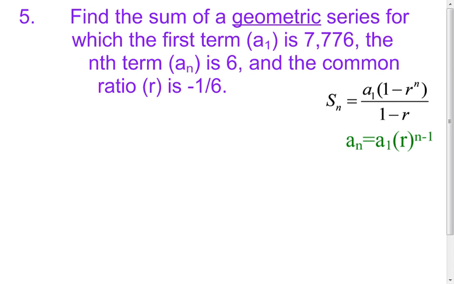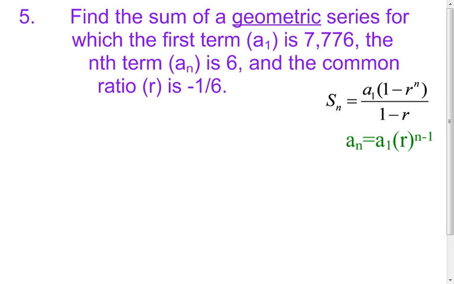All right, moving on, you guys. I apologize that this is going to be kind of a long video. Similarly, find the sum of a geometric series for which the first term is 7,776, and the nth term is 6. The common ratio is negative 1/6.